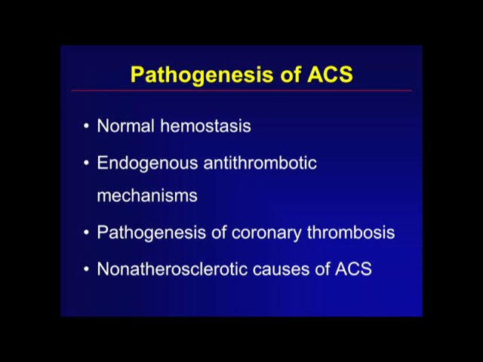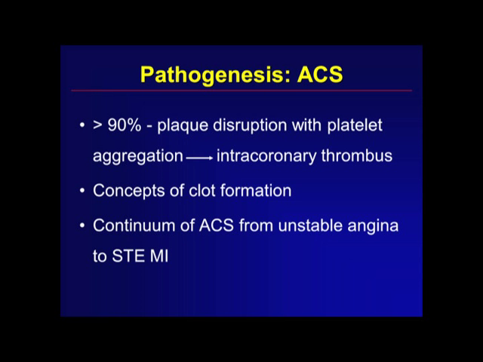We're going to talk about normal homeostasis, and then we'll talk about some of the endogenous antithrombotic mechanisms that we all have that try to help us not have acute coronary syndromes. What actually happens? What are some of the non-atherosclerotic causes of heart attacks? Okay? So, most of the time, an acute coronary syndrome is caused by a more than 90% obstruction to coronary flow. Usually, it's a plaque that's ruptured, and it's got platelet clot on it, and it may have fibrin clot, and it's causing an intracoronary thrombus. Okay? We're going to talk about the concepts of clot formation and the continuum from unstable angina all the way to ST elevation MI. This is a continuum. Several of you asked me about this during the break, and we're going to talk about that continuum.